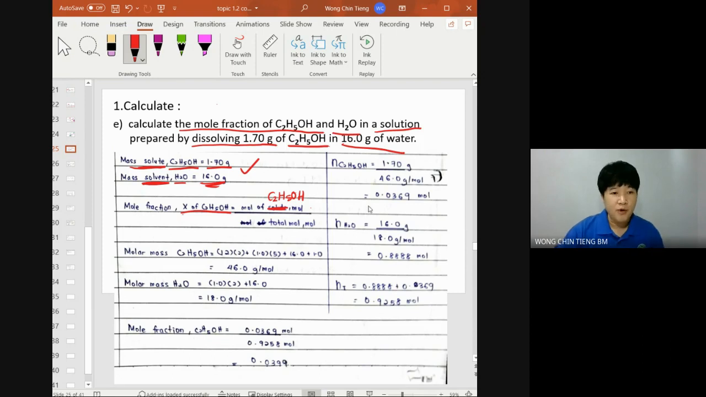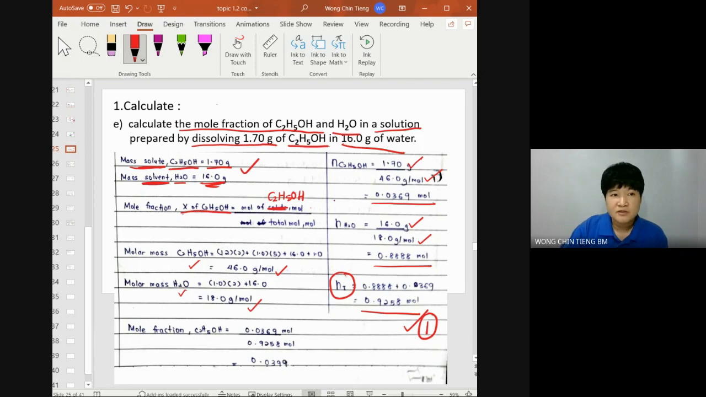So apa yang kawan kamu buat? Kira molar mass untuk ethanol. Kira molar mass untuk water. From the mass given, change it to number of mole. 1.7 gram divided by the molar mass, you get the number of mole of ethanol. 16 gram divided by molar mass, you get the number of mole of water. And I love this. Number of mole total kira di luar. 1 mark.